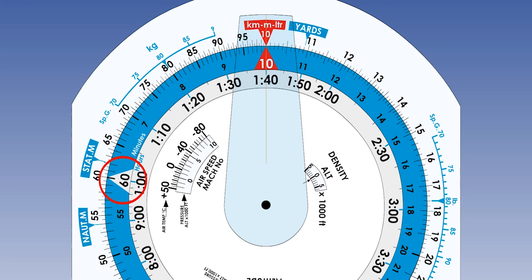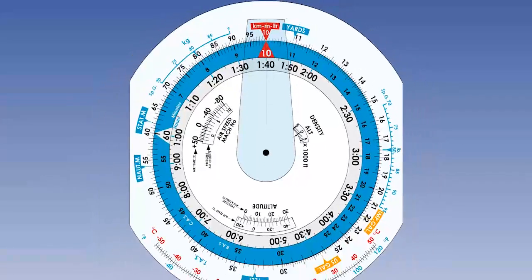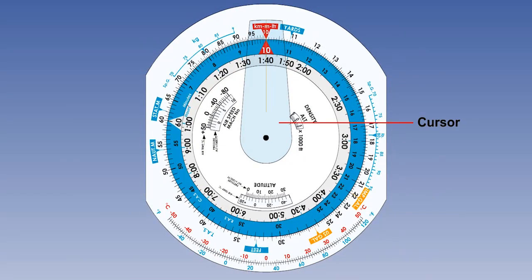The white triangle with the 60 in it is utilized when making calculations concerning time, distance, and speed. We'll refer to this throughout the CBT as the 60 index. A cursor is provided to make the task of reading between the two scales easier and the results achieved much more accurate.